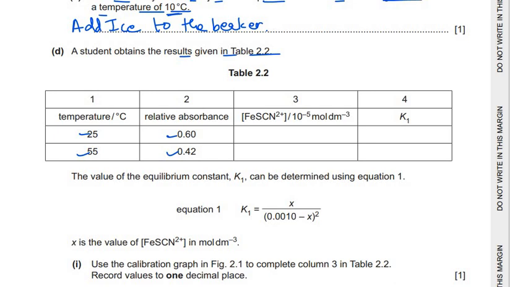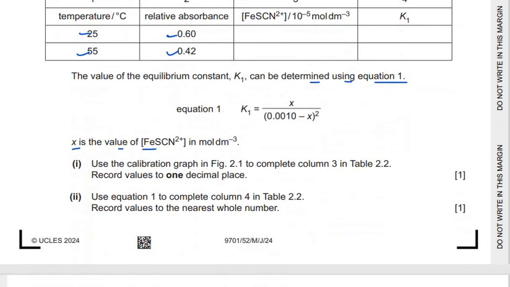Now, the value of equilibrium constant K1 can be determined using equation 1, which is given here. X is the value of the concentration of ferric cyanide solution in moles per dm cube. Use the calibration graph in figure 2.1 to complete column 3 in table 2.2. Record the values to 1 decimal place.